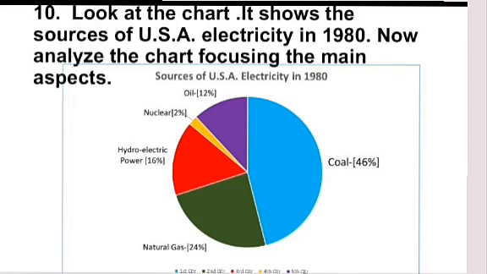And then time, the information or data has been collected from 1980, and now as we already have all the things, you can also see the names of the sources of electricity production, and their contribution has been shown in percentage. So now we can start our writing.